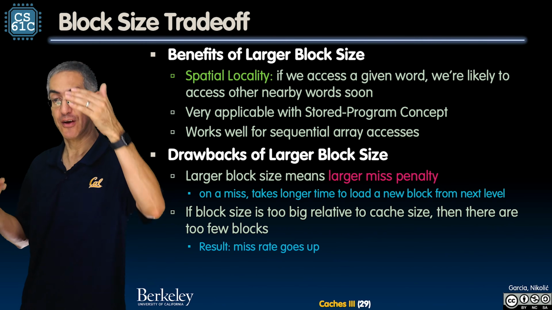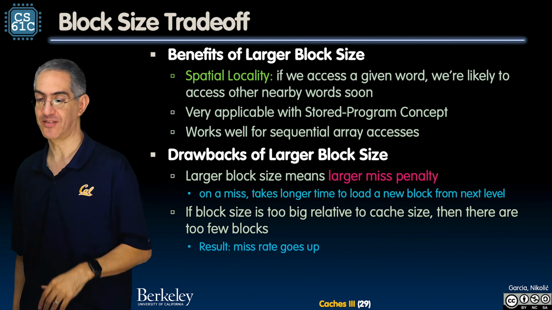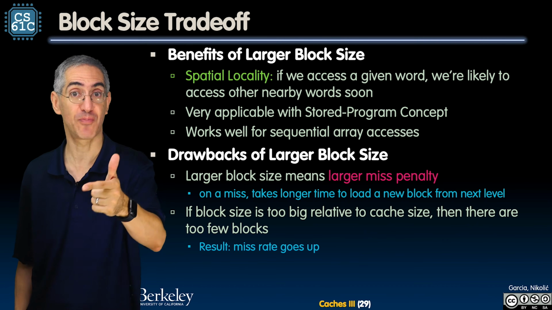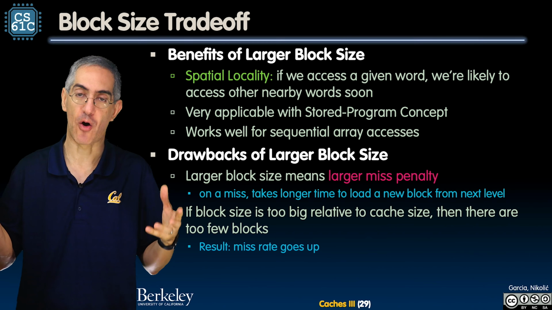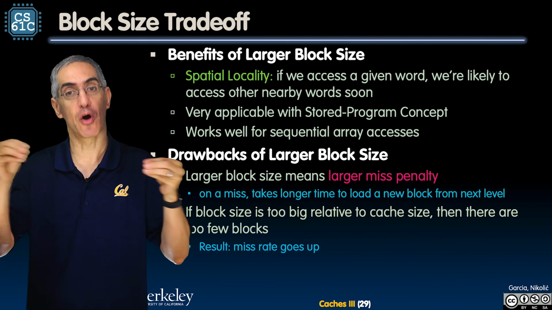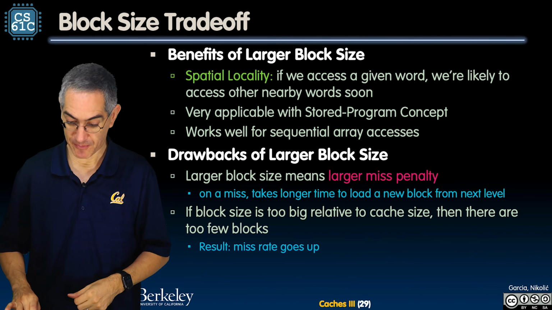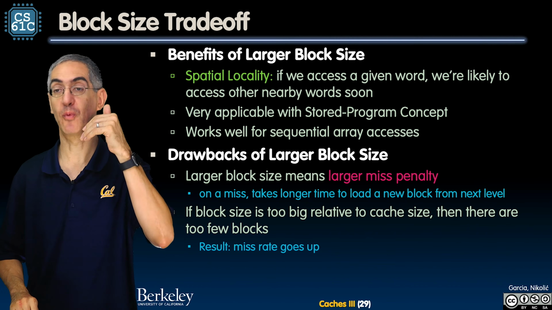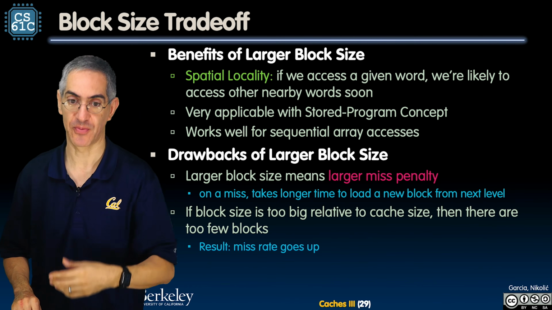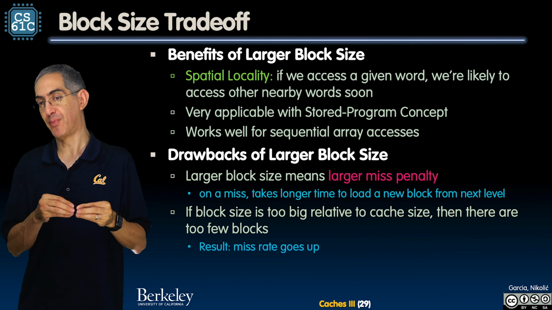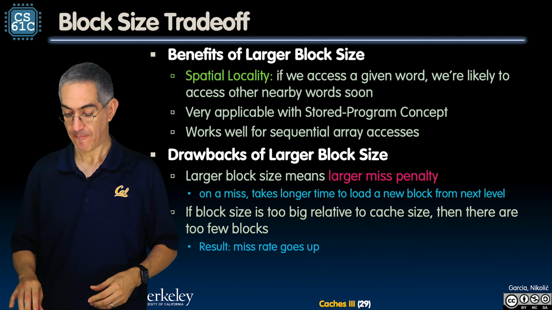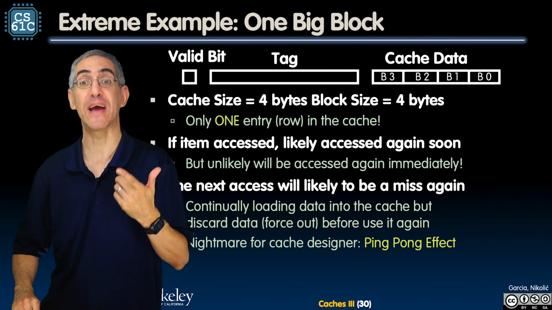You want to make it really bad? Stride by the cache size. Then you'll never take advantage of temporal or spatial locality. Okay. So, if you have a large block size, you're going to have a big miss penalty, because when you're going to Sacramento, you have to bring more back with you. That's the idea. And by the way, if the block size is too big relative to the cache size, there are too few blocks and the miss rate goes up.